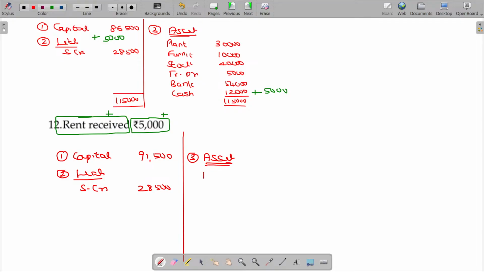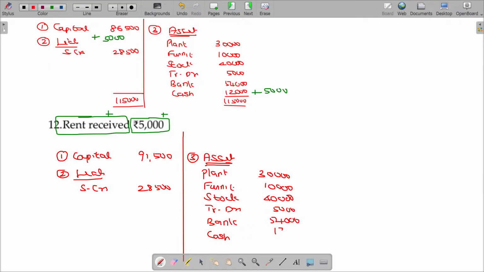do all the values as it is except cash. So plant, the value being 30,000, and then furniture, the value being 10,000, stock, the value being 40,000, trade debtors, the value being 5,000, and bank, the value being 54,000, and cash will increase by 5,000, 17,000 rupees. Is that clear? Now the final value being 119,000.